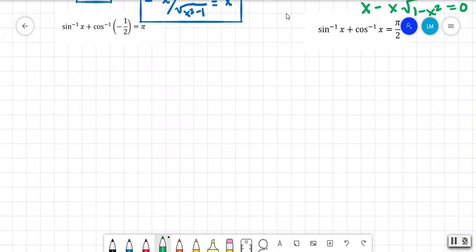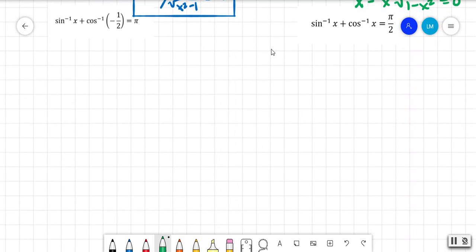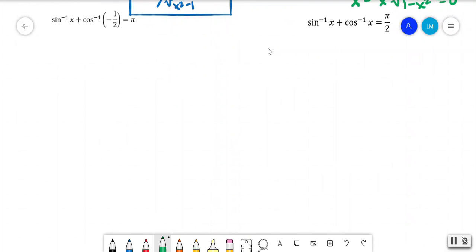Now let's try this example right here. This example is a little bit better in the sense that we can actually just work this out. First off, we know, for example, that we can figure out what cosine inverse of -1/2 is.